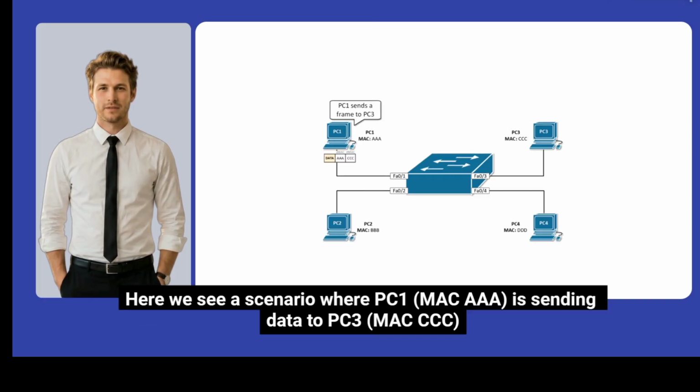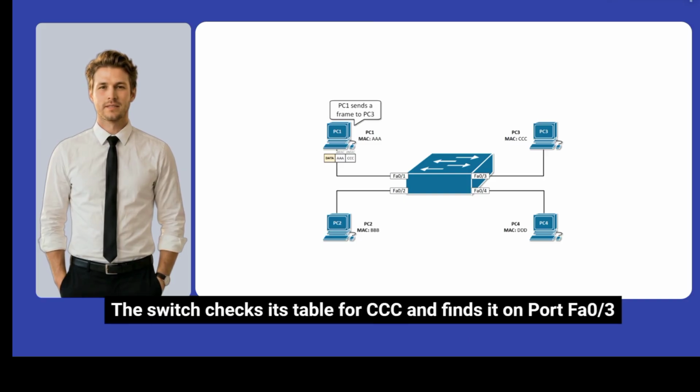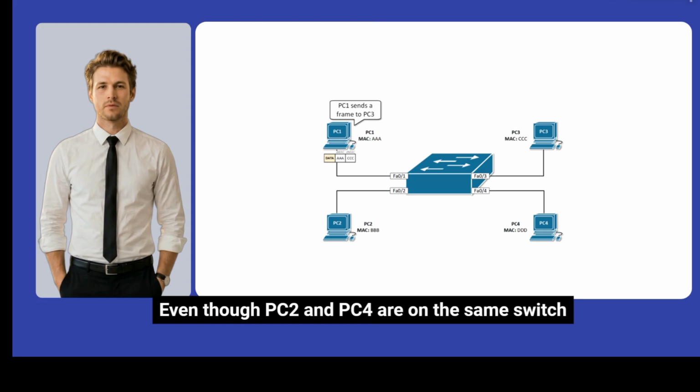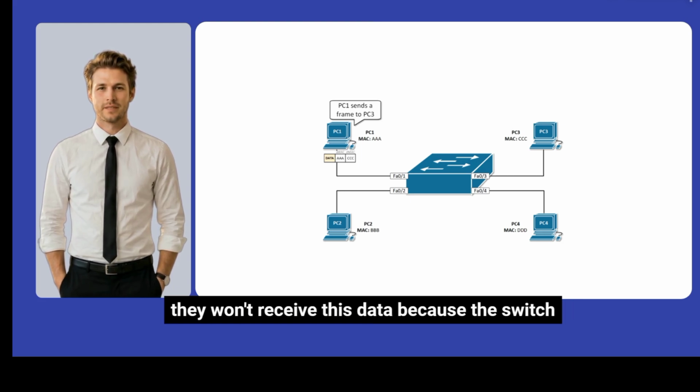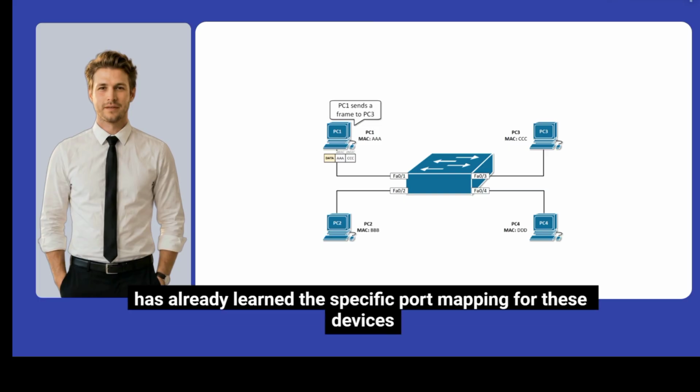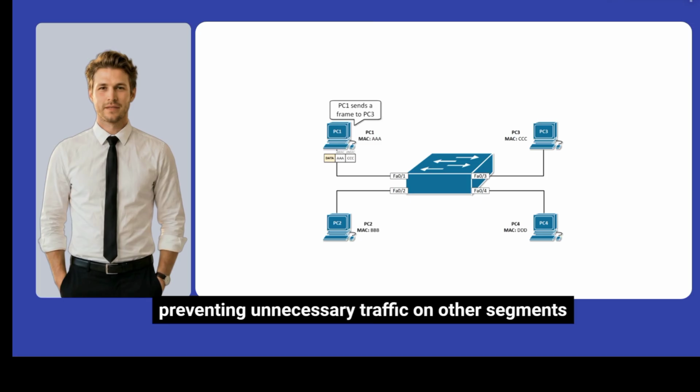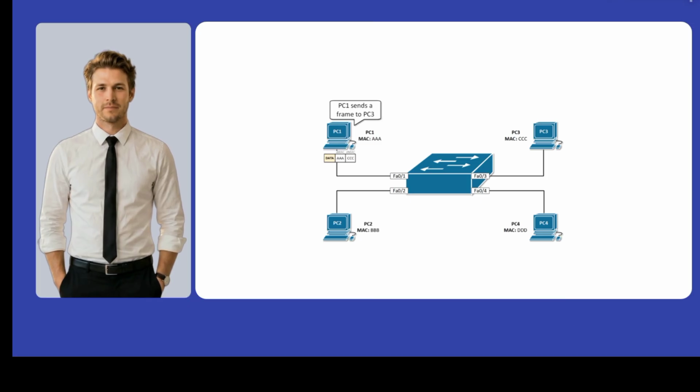Here we see a scenario where PC1, MAC AAA, is sending data to PC3, MAC CCC. The switch checks its table for CCC and finds it on port FA0/3. Even though PC2 and PC4 are on the same switch, they won't receive this data because the switch has already learned the specific port mapping for these devices, preventing unnecessary traffic on other segments.